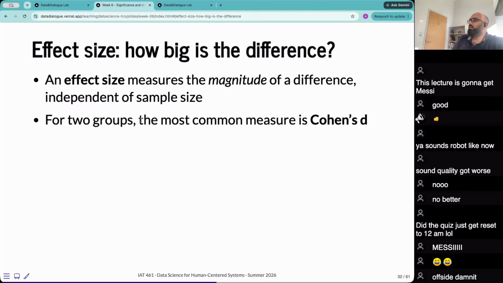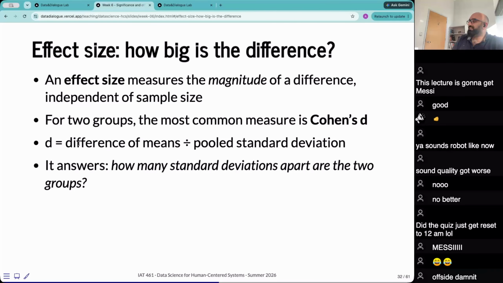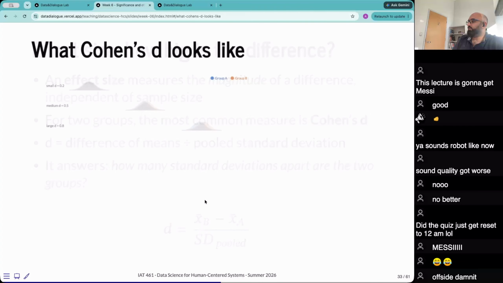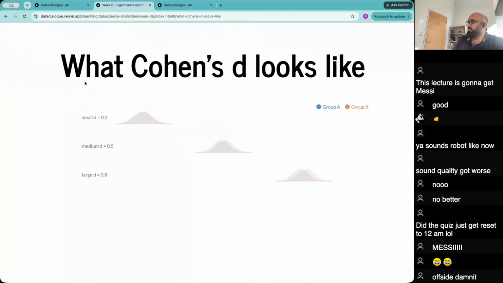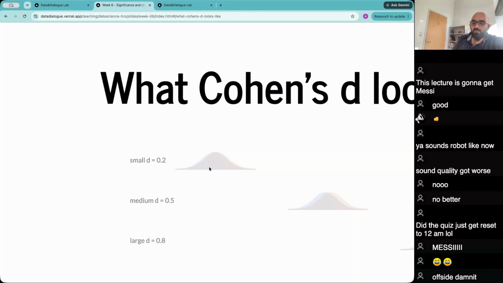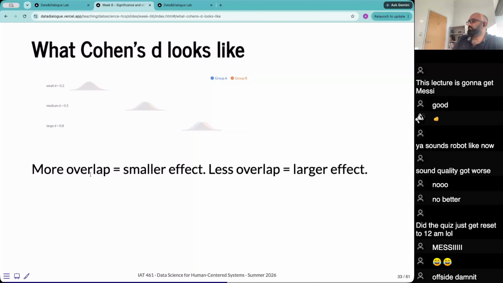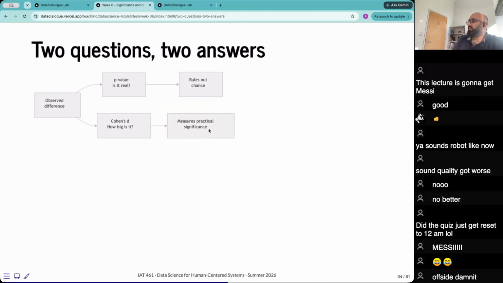For example, again, for two groups, we can do Cohen's d. d is the difference of means divided by the pooled standard deviation. I have the formula here for you. Look at these two groups: this difference between them is larger. Here the difference between them is not as large. More overlap, smaller effect; less overlap, larger effect, okay?